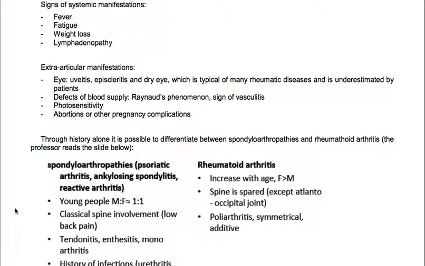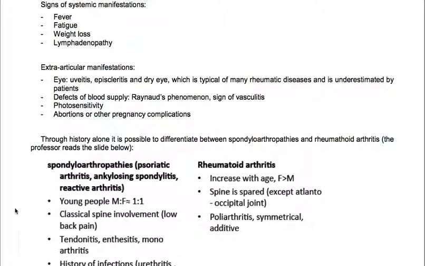Extraarticular manifestations can be present in the eye, such as uveitis, episcleritis, and dry eye, which is typical of many rheumatic diseases and is underestimated by patients. The effects of blood supply, such as in Raynaud's phenomenon, a sign of vasculitis. We can have photosensitivity also, and abortions or other pregnancy complications.